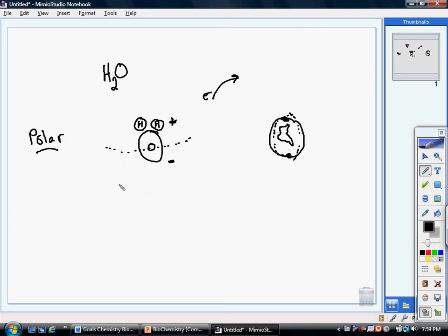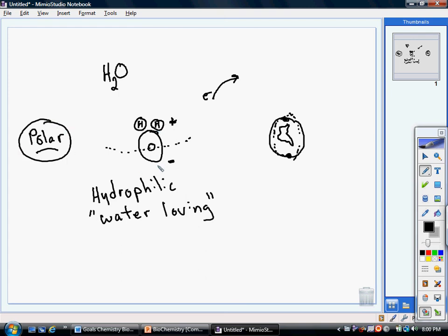Now, this gives it some unique properties. If a compound is polar, then we say that it is hydrophilic. And hydrophilic means that it is water loving. Okay, it's hydrophilic, it is water loving. So if we split this down the middle, we have a negative charge on the oxygen end, a positive charge on the hydrogen end. We say that this is polar. Water is a perfect example, and we can also say it's hydrophilic or water loving.